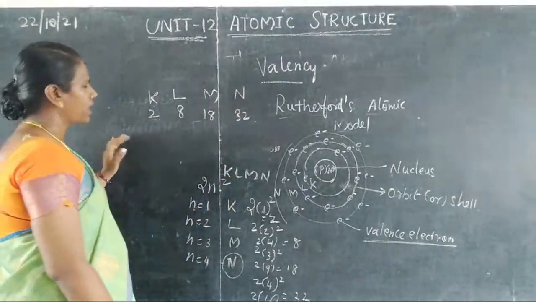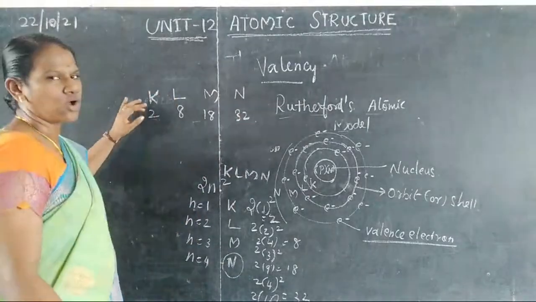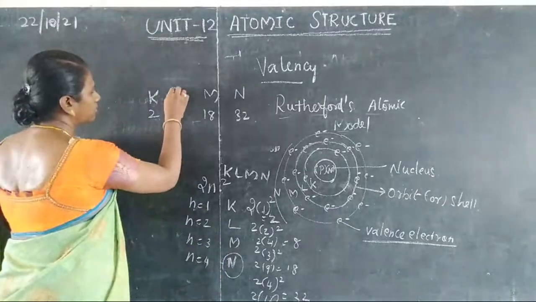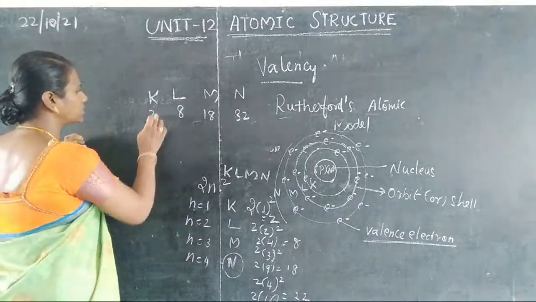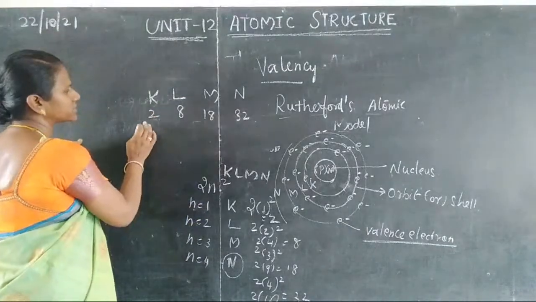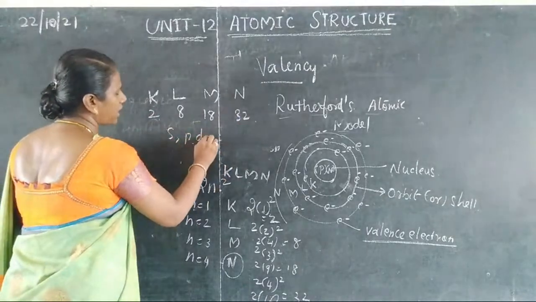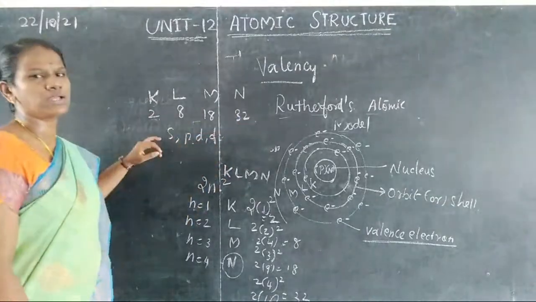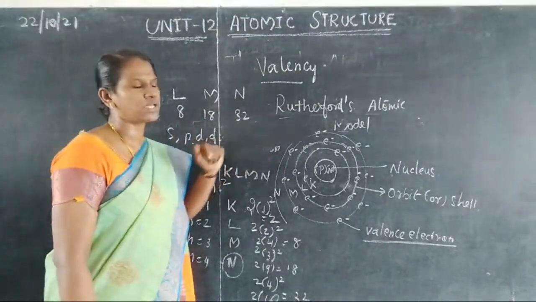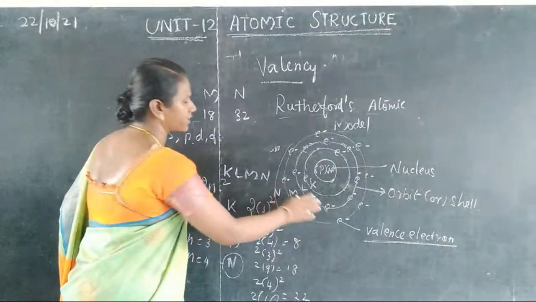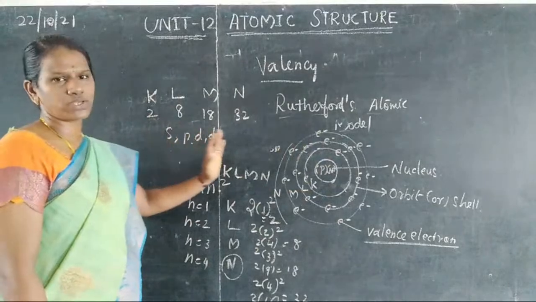But these are the principal orbits. In these orbits there are subshells, in each of the shells, like S, P, D, and F. This you will learn in your higher classes. So electronic configuration is nothing but the arrangement of electrons in an orbit. That is called electronic configuration.